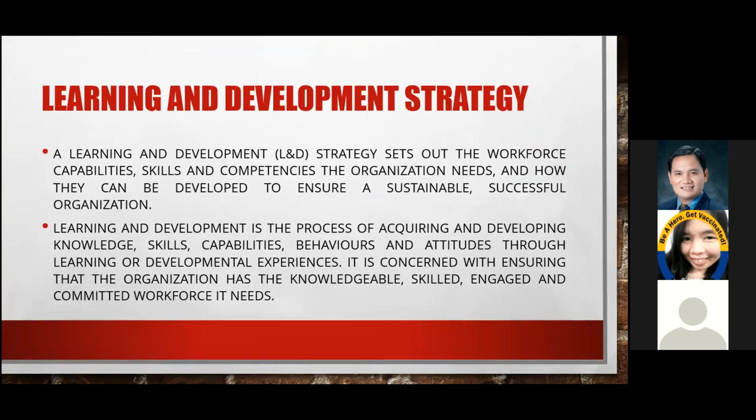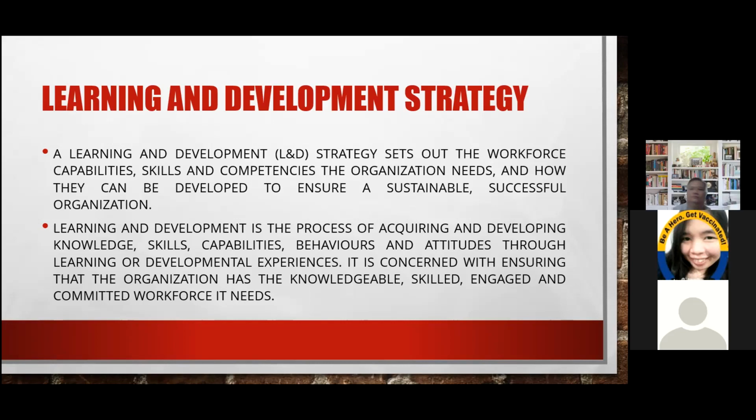Learning and development strategy. A learning and development strategy sets out the workforce capabilities, skills, and competencies the organization needs, and how they can be developed to ensure a sustainable, successful organization. Organizations need to adapt to changing labor markets, and creating learning cultures highlights L&D's pivotal role. The report also emphasizes the importance of strategic human resource management, aligning to the overall business strategy.